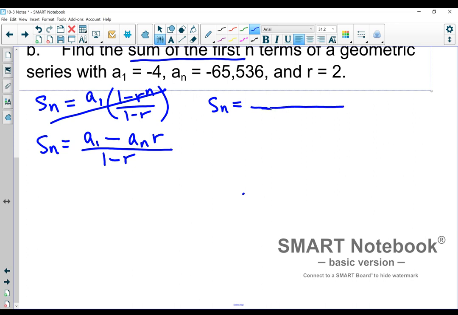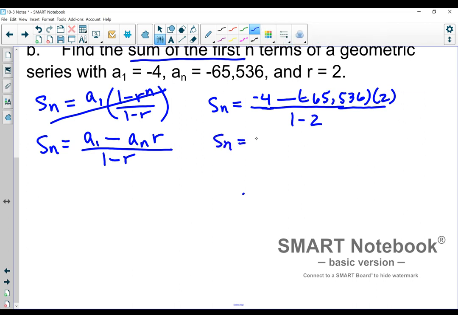So S sub n is A1, so -4, minus A sub n, -65,536. We'll do parentheses there, times 2. All over 1 minus r, so 1 minus 2. And just to set the record straight, we could use that first formula. We would just have to find n first. We would have to use our formula to find n and then work backwards.